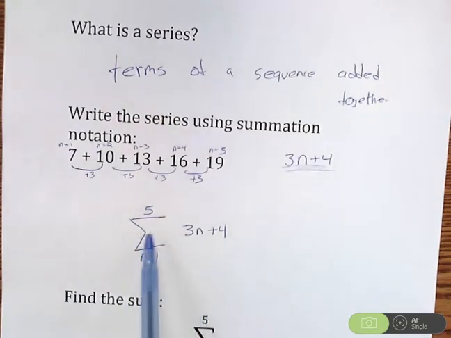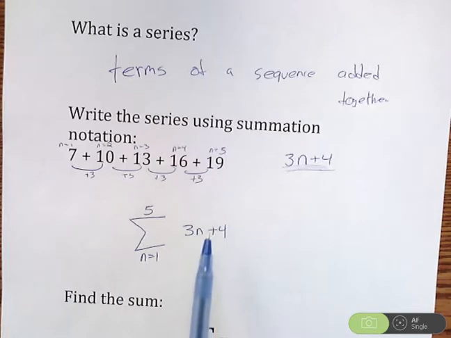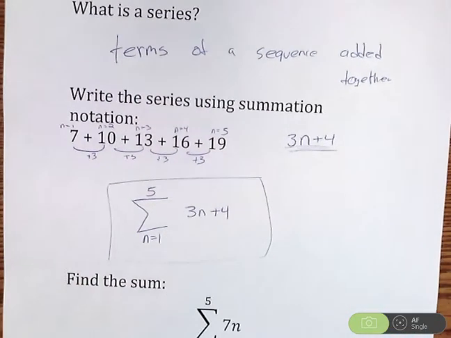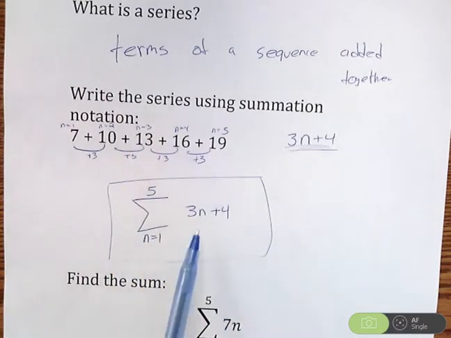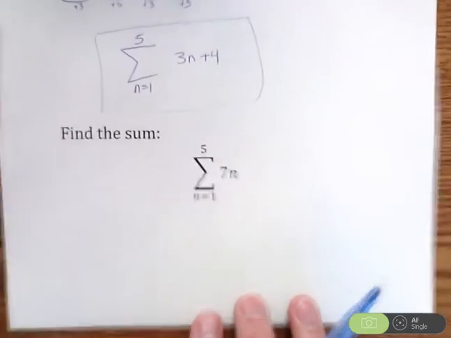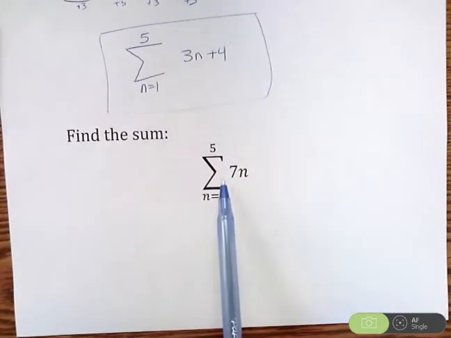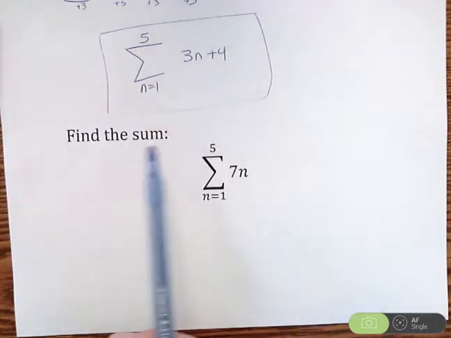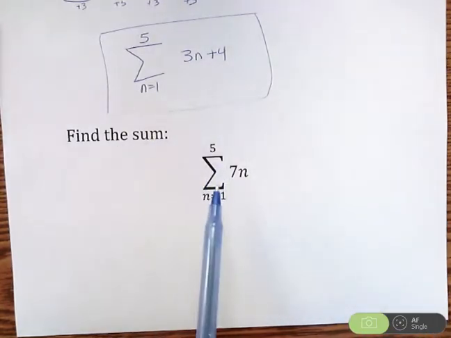What this means, in words that you would understand, is find the sum when n goes from 1 to 5 when we have 3n plus 4. So this is our answer in summation notation. So that's going from a series to summation notation. On my next and final example, I'm going to go from summation notation to my series, and we're actually going to find the sum and add them all up together.